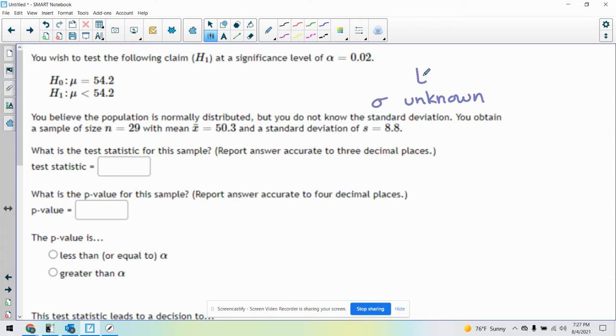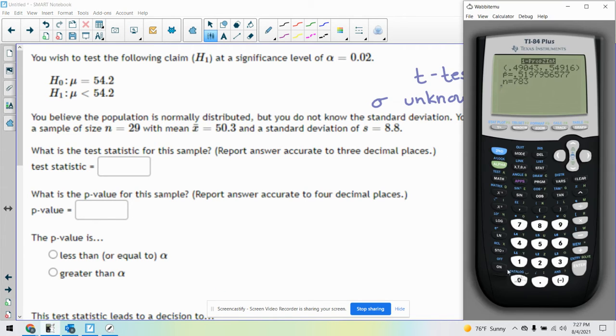That should imply some sort of t-test. T is when sigma is unknown. So we'll dive right in. Stat over to test. We're going to do a t-test. We're going to input data.